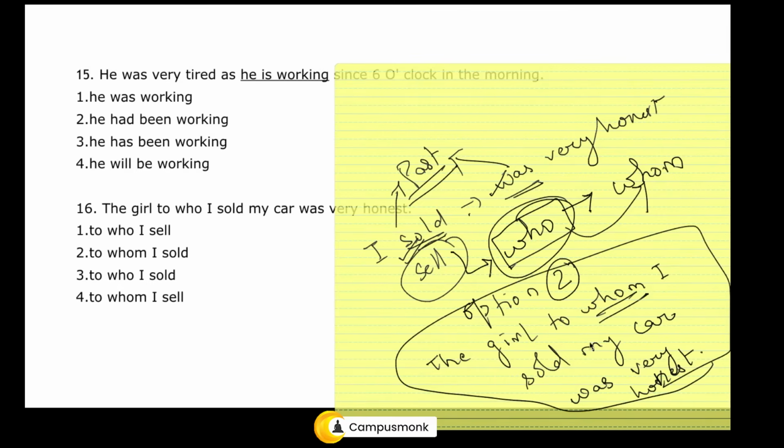And I sold will be there because was very honest. Was means it's past, and that means I've already sold my car. It will not be sell. Thereby it will be sold. So your answer is in option number 2.